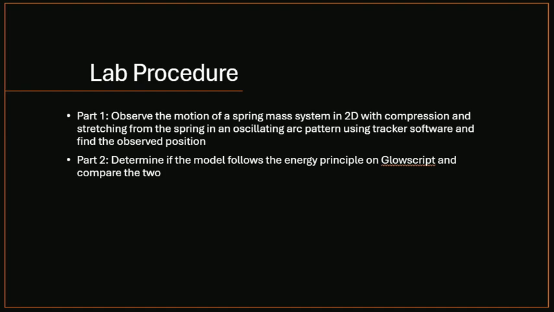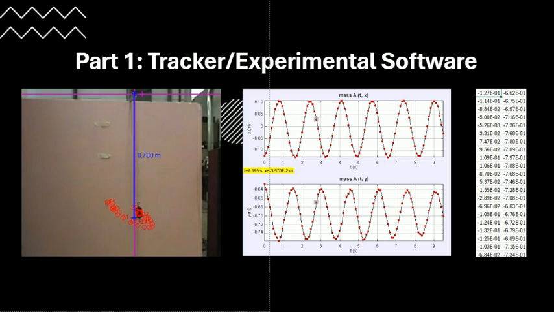The lab procedure is as follows. Part 1: we will observe the motion of a spring mass system in 2D, with compression and stretching from the spring in an oscillating arc pattern, using the Tracker software to find the observed position. Part 2: we will determine if the model follows the energy principle on GlowScript and then compare the two.